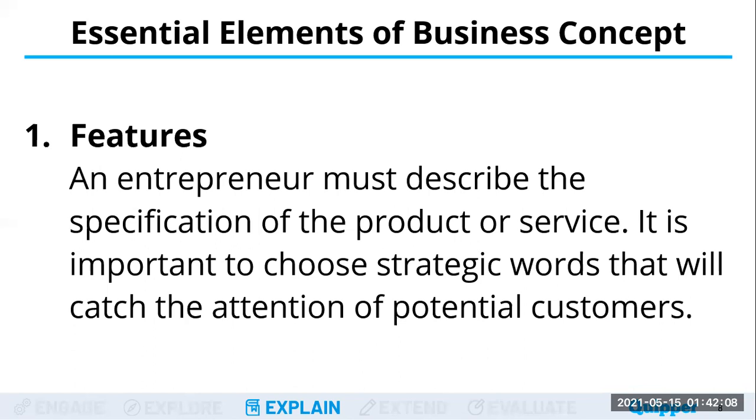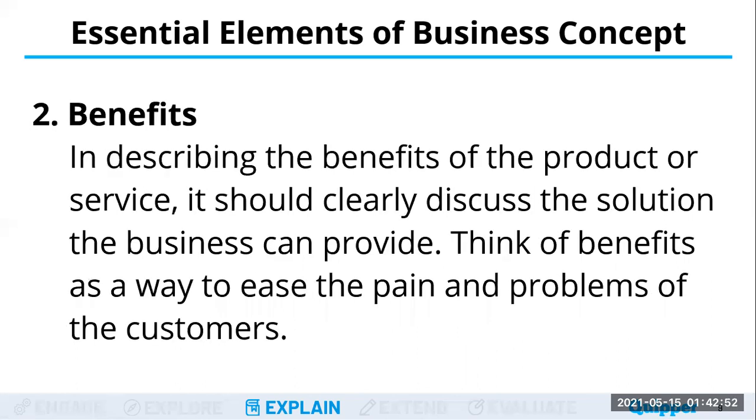First is the features. An entrepreneur must describe the specification of the product or service. It is important to choose strategic words that will catch the attention of potential customers. So first, ano nga ba yung pinagkaiba ng product mo sa other product or service? Ever since, sinasabi ko na magkaroon dapat ng uniqueness yung product natin or yung services na ino-offer natin. Another way is to choose strategic words para ma-catch natin yung attention ng mga buyers or potential customers natin.